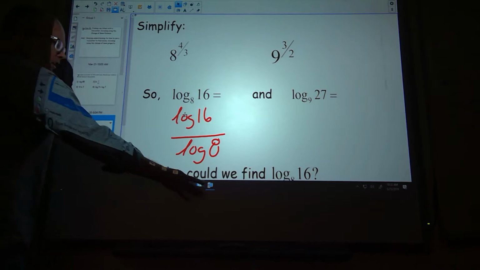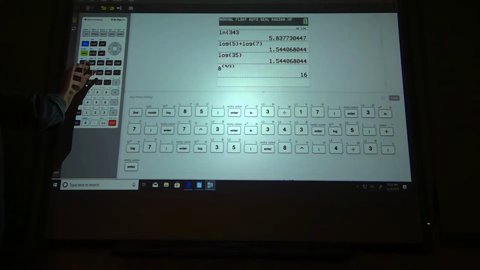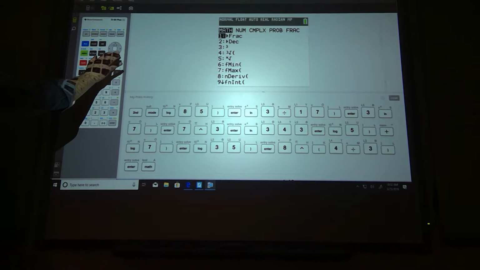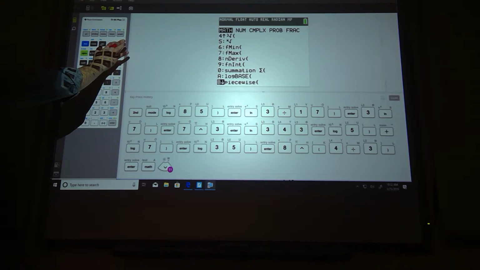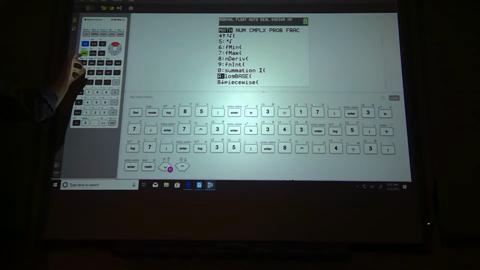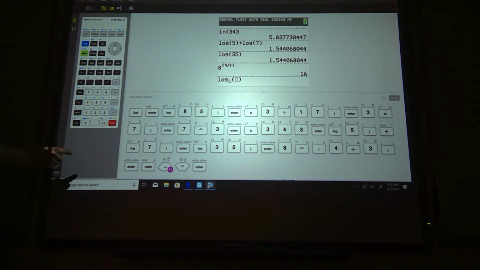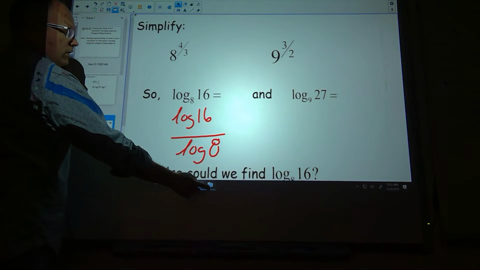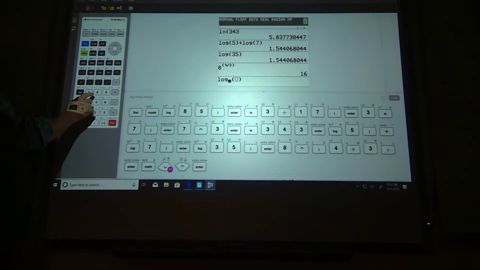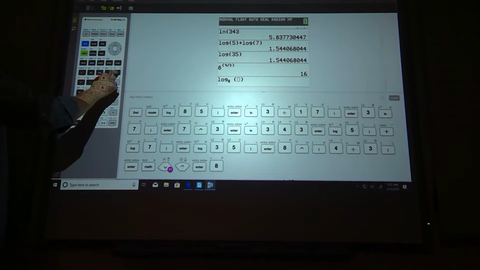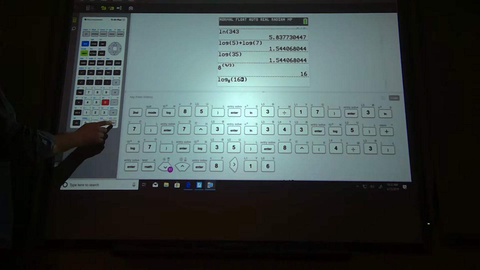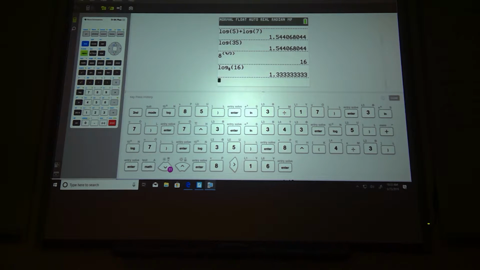And I'll show on the calculator, log base 8 of 16. So if you want to find your base command, you can hit math. And it's log base. So it's under the math key down to letter A. And our question was what? Log base 8 of 16. So log base 8 of 16. Hit enter. Comes out to 1.33.